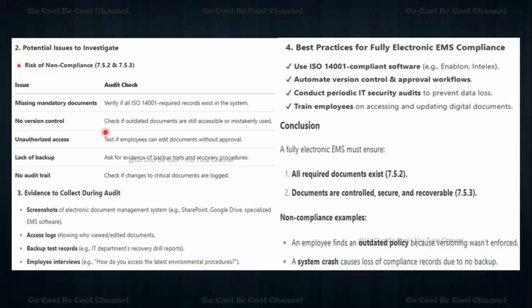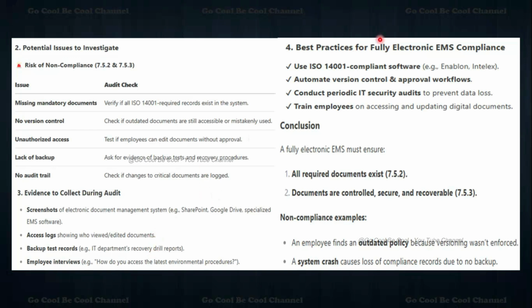No version control. Generally, they do not have it. First of all, unauthorized access. Yes, it is open. It is always open. Then people are able to go in and edit. Then lack of backup. We have no audit trails also. So then, evidence to collect during audit. What are the things we can capture? We can take electronic screenshots. It is possible. SharePoint, Google Drive, specialized EMS software. Access logs also possible. Backup test records, employee interviews also possible.